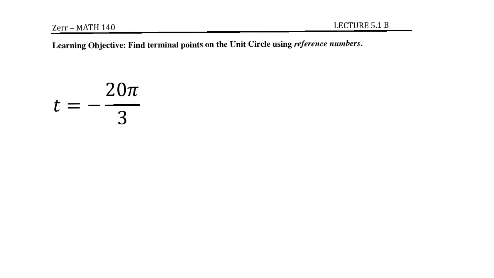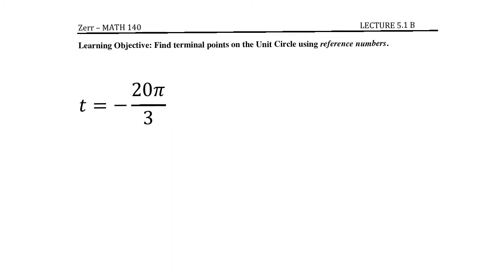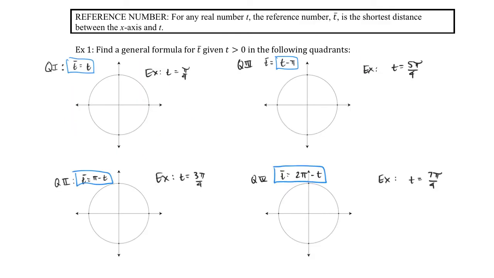All right, in this video, we're going to find terminal points on the unit circle, and we're going to use this idea of reference angles. So we're going to simplify more complicated angles like this one so that they bring us back to what we already know about the unit circle. With this goal in mind, we really want to be able to understand how to deal with complicated angles. So what we need is this idea of what's called a reference number.